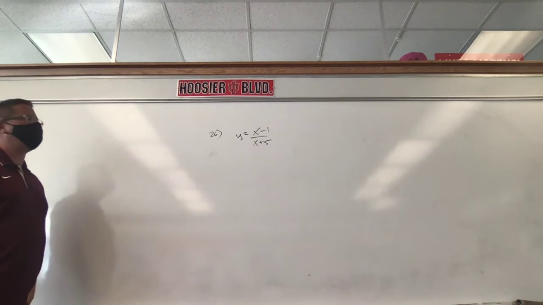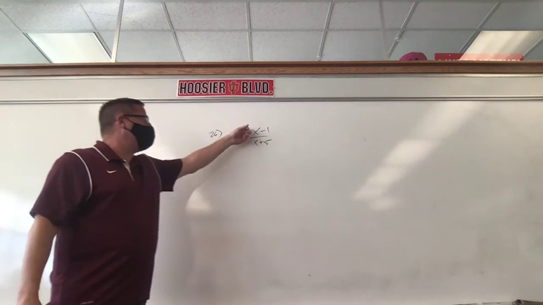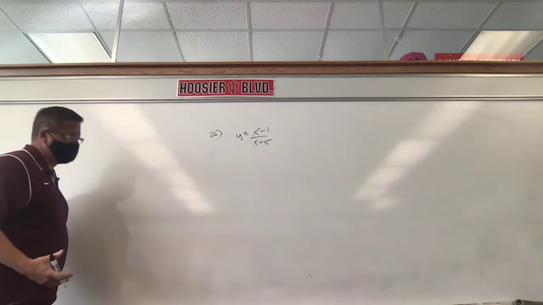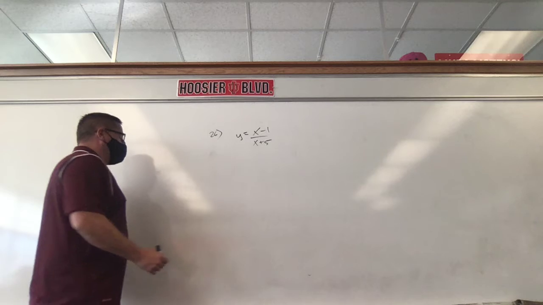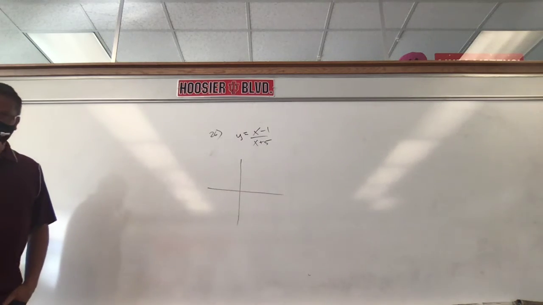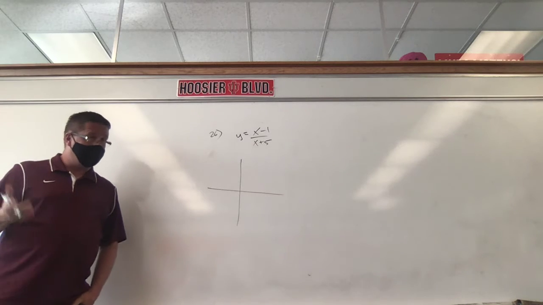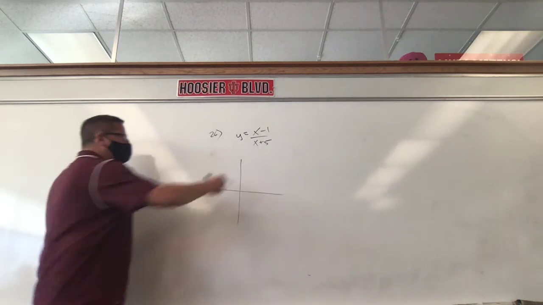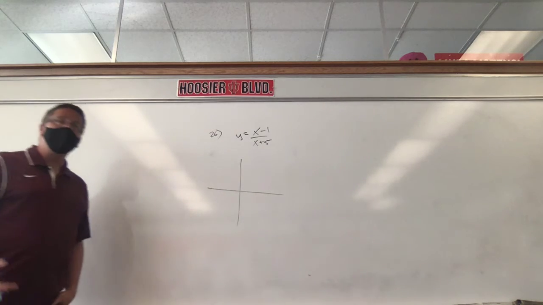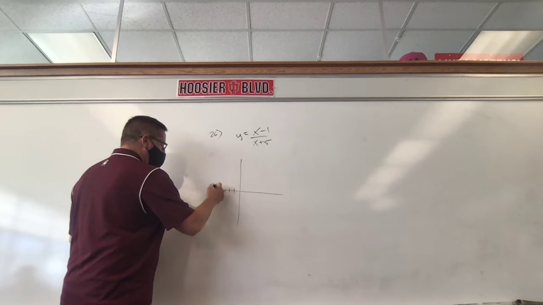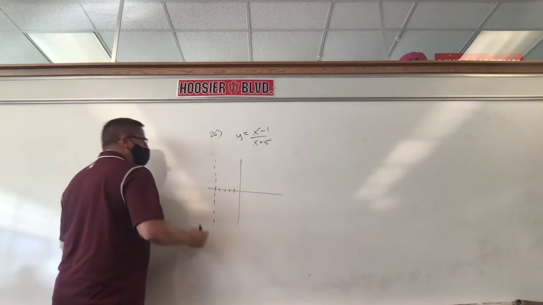What's different about this is you have an x on top and an x on bottom, so this makes it a little bit tougher, okay? First off, you need to find your vertical asymptote. Remember from the video, or if you didn't watch the video, I'll tell you right now, it's what makes the bottom 0. What could I plug in for x to make the bottom 0? Negative 5. So at negative 5, back here, 1, 2, 3, 4, 5, we draw our vertical asymptote.